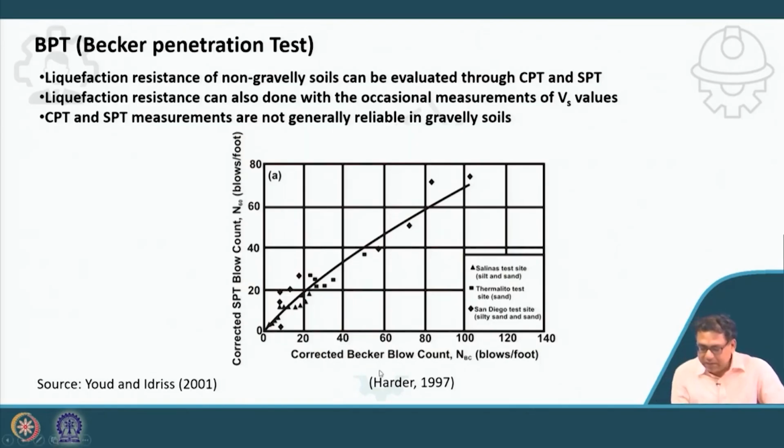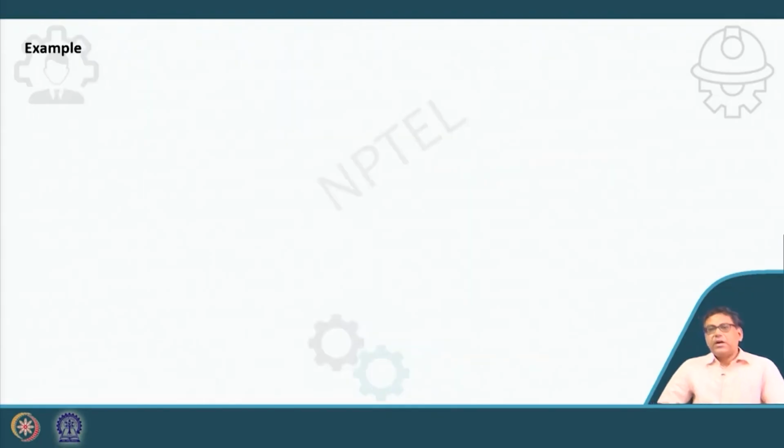So the corrected Becker blow count N value, we can use this chart and curve, and then we will get the corrected SPT blow count, N160 or N60, blow count per foot. Clear? So if I use this chart, then from the BPT I will get the SPT value, and that SPT I can use to get the liquefaction resistance. Clear? So now we have discussed all the procedure. Now let's solve some example problems. Then we will see how these equations can be used.